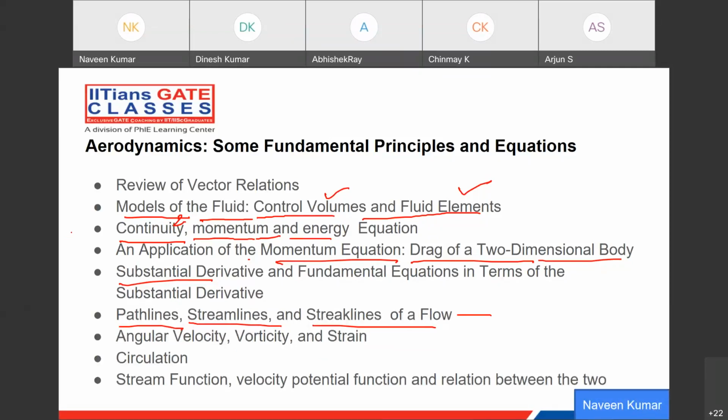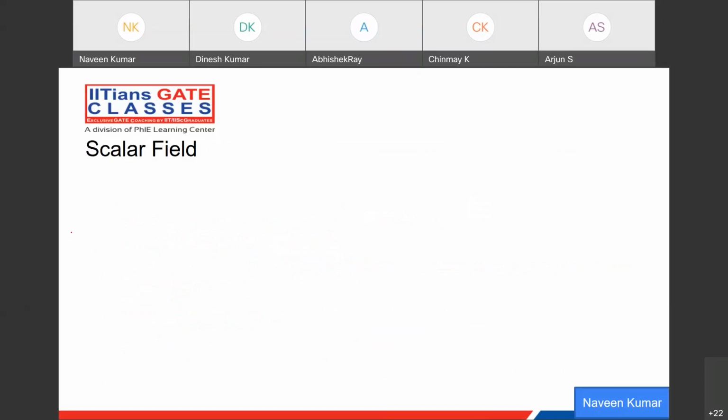So let's start with the scalar field. As the name suggests, do you know what a scalar is? Have you heard about scalar and vector? Yes, sir, it is a quantity which has magnitude only. Yes, it does not have any direction, only magnitude, right?